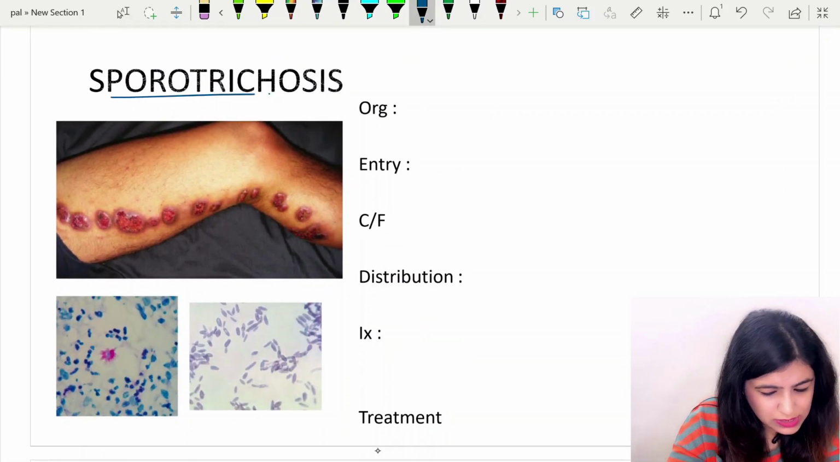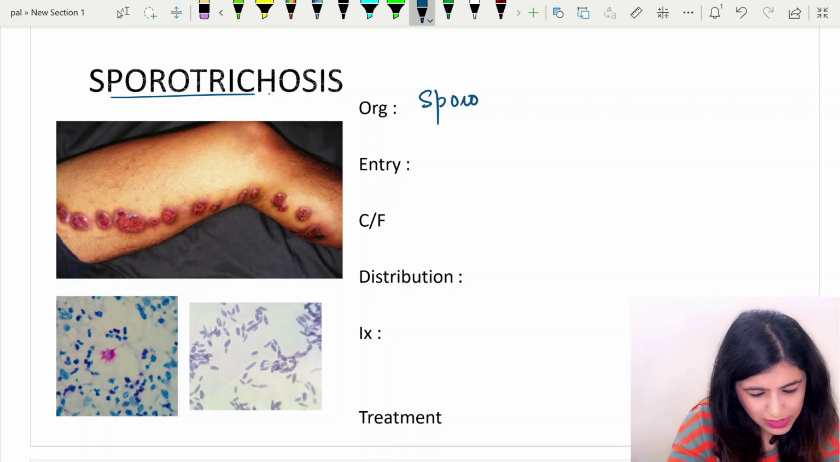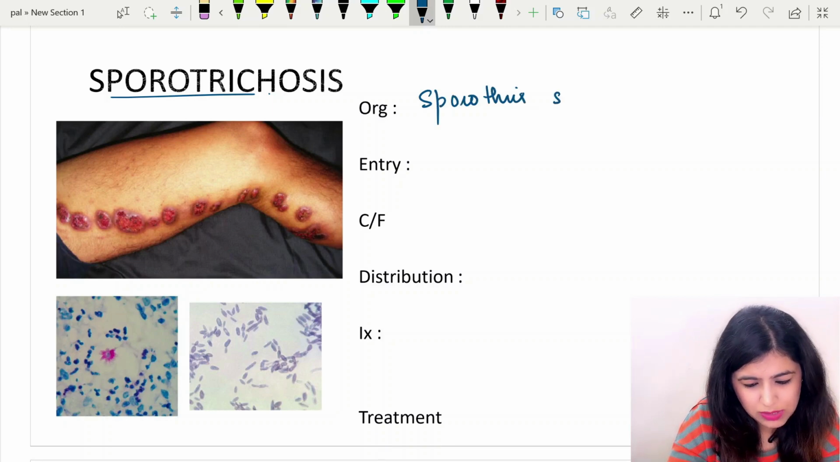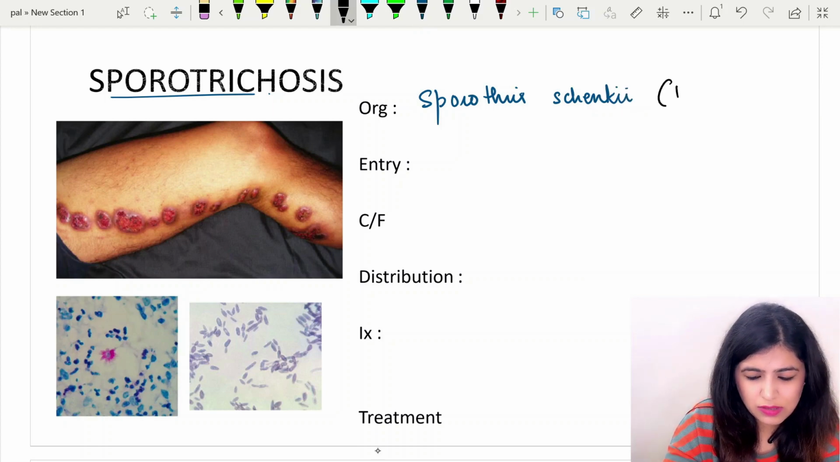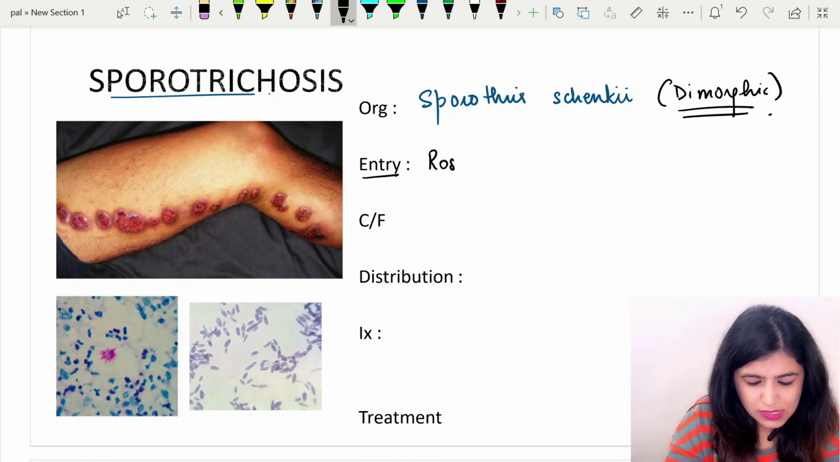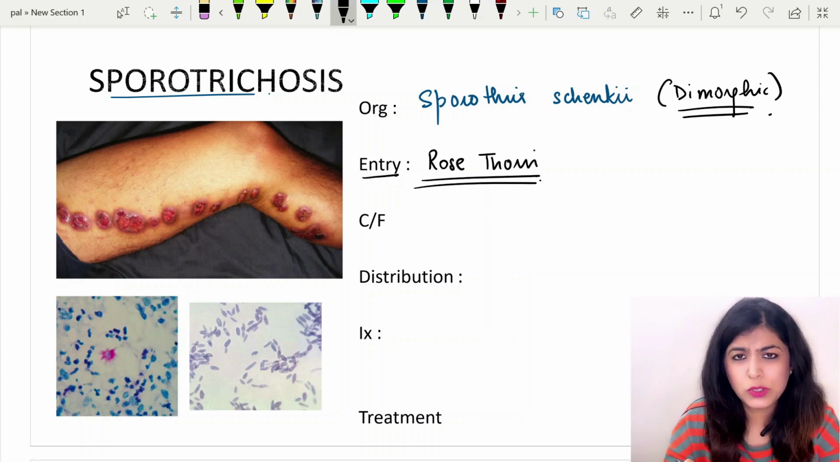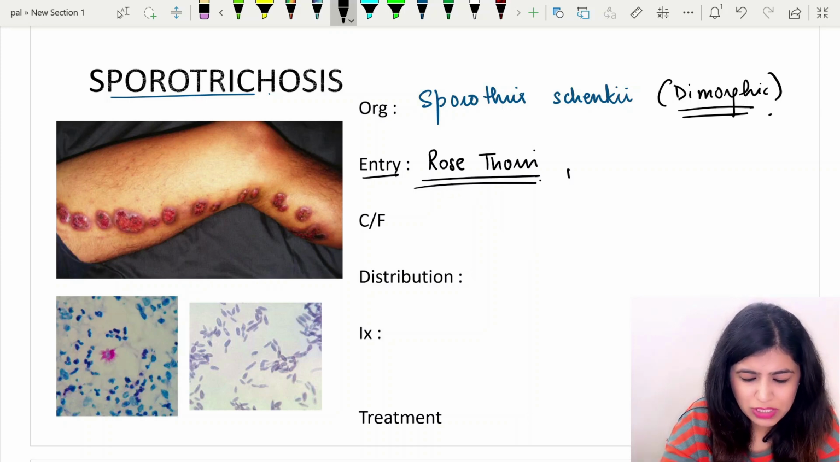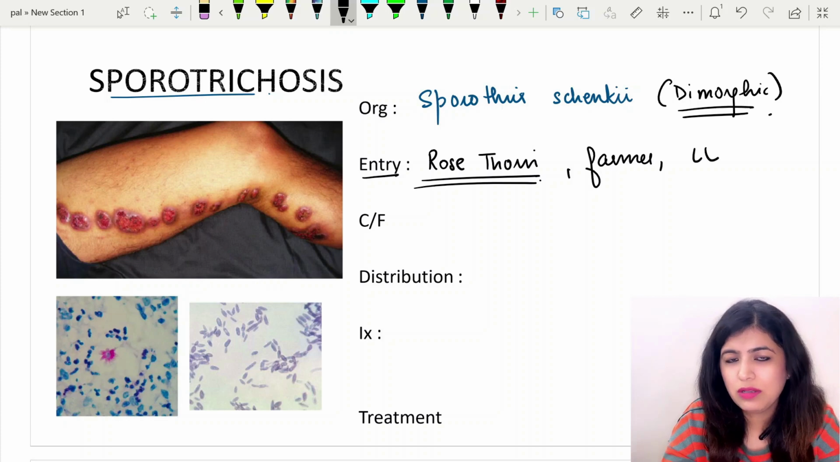See, sporotrichosis is caused by a fungus known as Sporothrix schenckii. This is a dimorphic fungus present in both yeast and hyphae form. Entry again is classically through a thorn, here in this case the thorn of a rose plant. The patient will be a farmer and lesions will most commonly be on the lower limb.